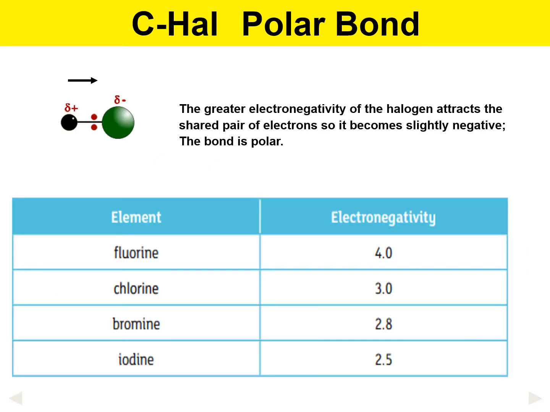In halogenalkanes, we need to remember that the carbon-halogen bond is polar. The greater electronegativity of the halogen attracts the shared pair of electrons, so it becomes slightly negative. We have a polar bond. The table gives you some of the values for the electronegativities of the different halogens.